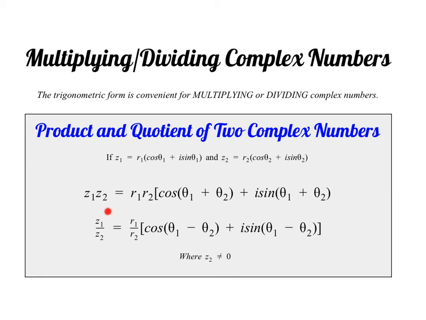Now if you want to find the quotient of those two complex numbers, it's very similar, except now you divide your r values and you subtract your angles. And then once again, all you have to do is simplify. So these look like really scary formulas, but really you're just going to multiply and add or divide and subtract.